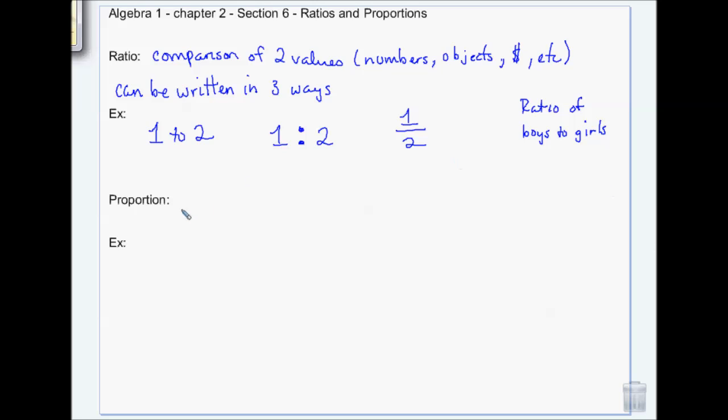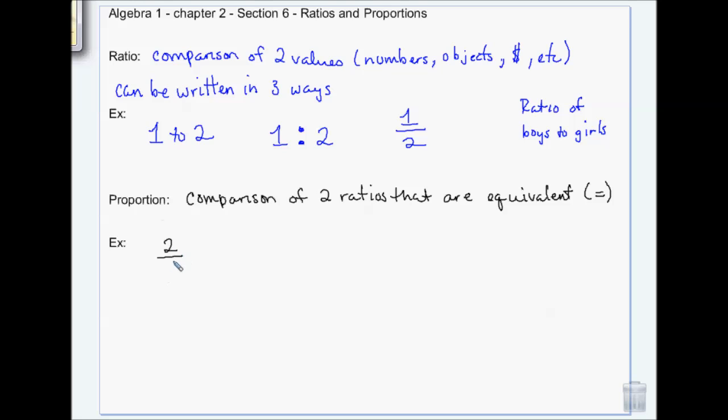Okay, now a proportion. A ratio is a comparison of 2 values. A proportion is a comparison of 2 ratios. And the comparison is that they're equivalent, which means they're equal. So examples of proportions: this is a proportion. 2 to 3 is equivalent to 4 to 6.